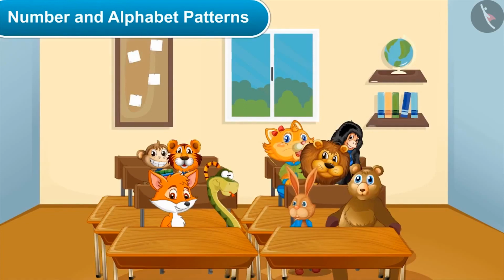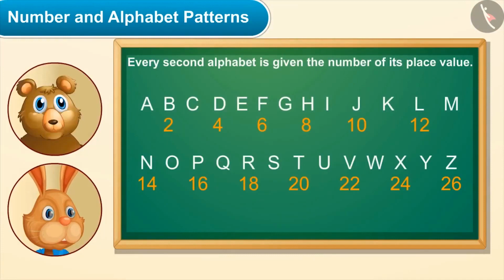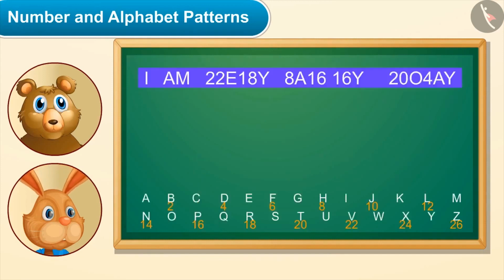Hey, you can also write codes using both numbers and alphabets. How come? This can be used in sending secret messages to anyone. And you can make code using any rule of your choice. Like, look, I have given every second alphabet its place value as the number. Now you say something. Why? I will write it in code. I am very happy today. Here, take this.